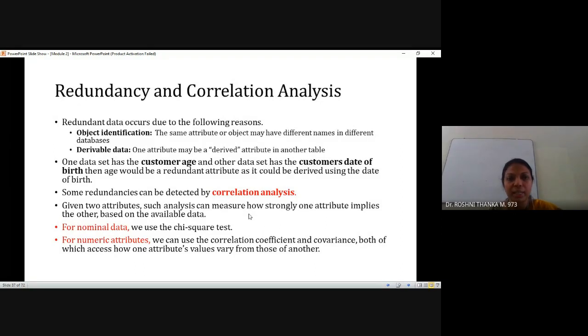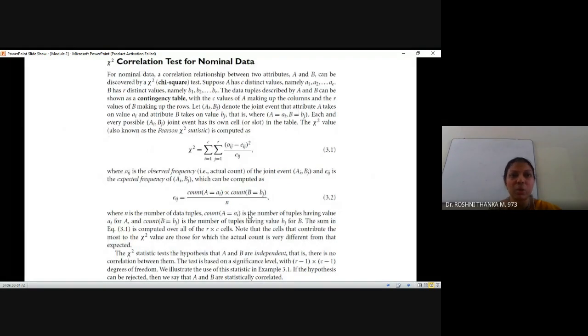To find the correlation, we saw that for nominal or categorical data, we can use the chi-square method. For numerical attributes, we can use the correlation coefficient and covariance. By these methods, we aim to find whether there is any correlation between the variables or not. First is to find the correlation between categorical or nominal data. We use the chi-square method.